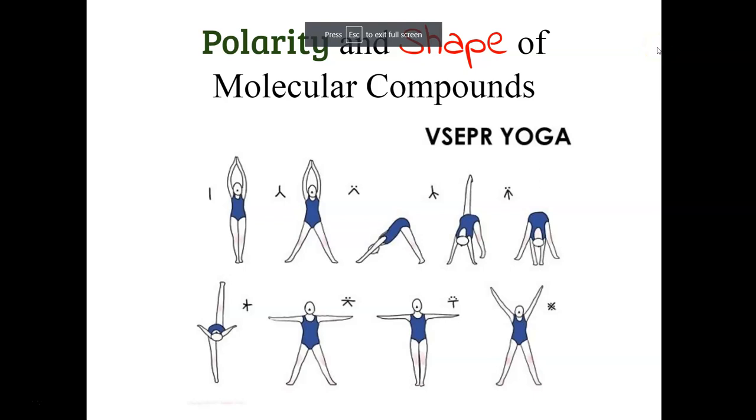Welcome folks, and in today's lesson we're going to talk about why molecules behave the way that they behave. What causes molecules to have certain properties, certain characteristics, and it comes down to the polarity of said molecule, which is dependent on the bonding and the shape.